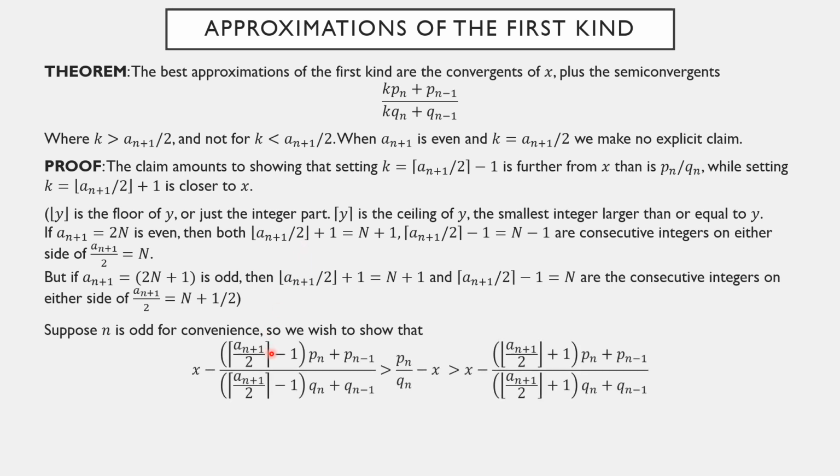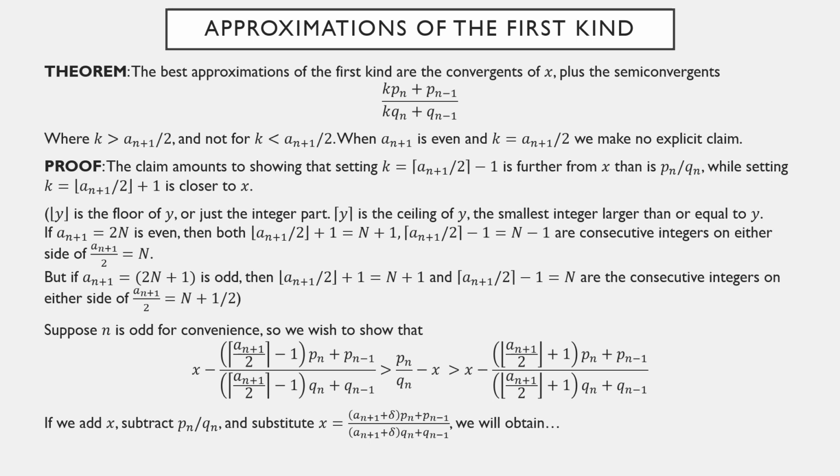This choice of k, the ceiling minus 1, is further away from x than was P_n over Q_n, whereas this choice of k, the floor of half the next partial quotient plus 1, will be closer to x than P_n over Q_n was. And we don't need to write absolute values here. This was part of the benefit of assuming n was odd. P_n over Q_n is bigger than x, but these semi-convergents are increasing, so x minus this is the proper way to do it, whereas here you would have x minus that.